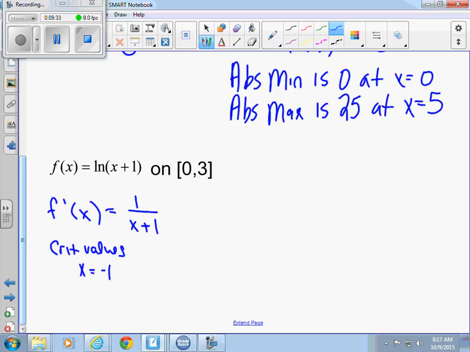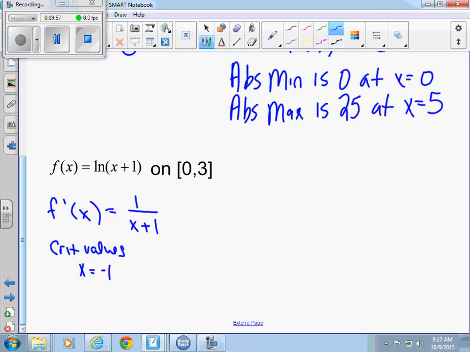-1. Why do I not care about -1? It's not in my interval. I'm looking for a maximum on [0, 3], right? -1 is not between 0 and 3. So I don't care about that one.